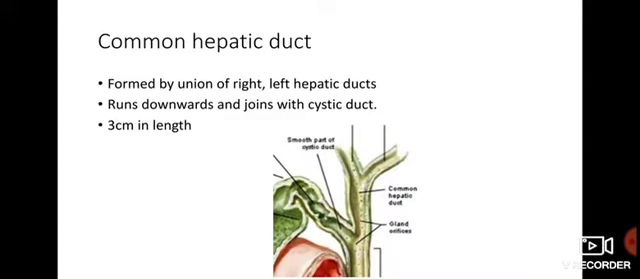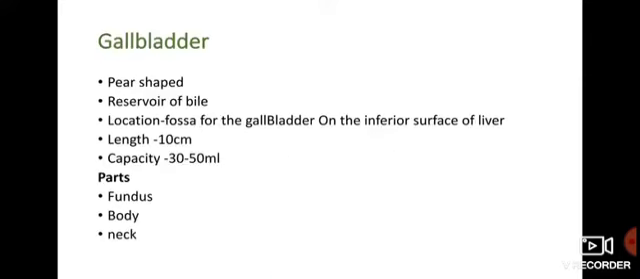Then next to the hepatic ducts is the common hepatic duct. We know the common hepatic duct is formed due to the fusion of both right and left hepatic ducts. And this common hepatic duct is just 3 cm in length. It runs downwards and joins with the cystic duct. So before moving to the cystic duct, we have to learn about the gallbladder, because the cystic duct is the duct of the gallbladder.